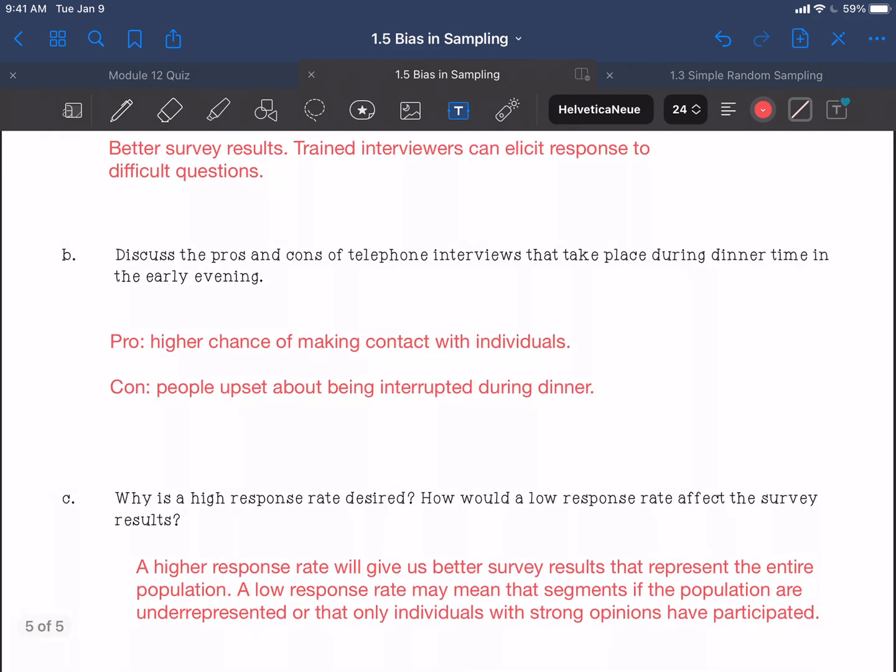Why is a high response rate desired? How would a low response rate affect the survey results? I feel like this one's pretty self-explanatory. Higher response rate gives us better survey results that represent the entire population. A low response rate, you could have just segments of the population represented, so some underrepresented, or maybe individuals with strong opinions have participated. So if someone cares about what the survey is saying, they might be more likely to respond than not.